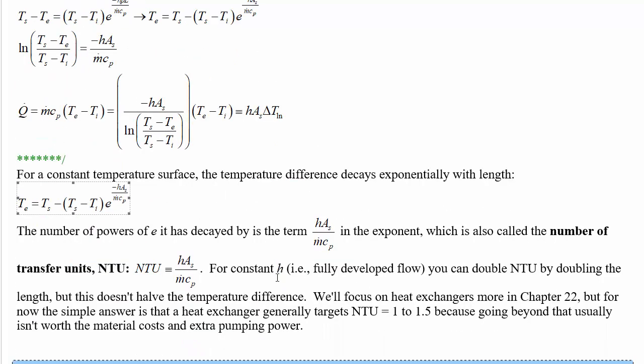So for a constant h, which is again the case for a fully developed flow, you can double the number of transfer units by doubling the length. So this is only a function of the length of the pipe section we're looking at. But this doesn't quite halve the temperature difference, right? Because of the exponential decay, you're going to get really diminishing returns as you make the pipe longer and longer. We'll focus on heat exchangers more in chapter 22, but the simple answer now is that a heat exchanger generally targets an NTU of 1 to 1.5, because if you go past that, it usually isn't worth the material cost of the pipe and the extra pumping power from pumping through a longer pipe.